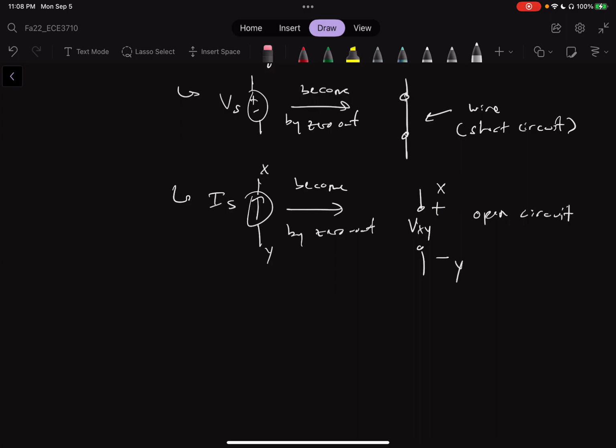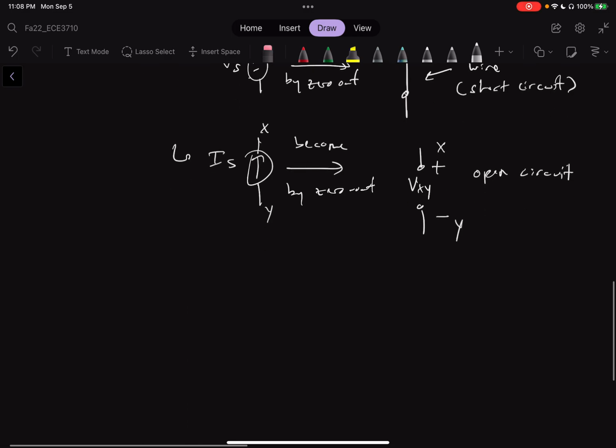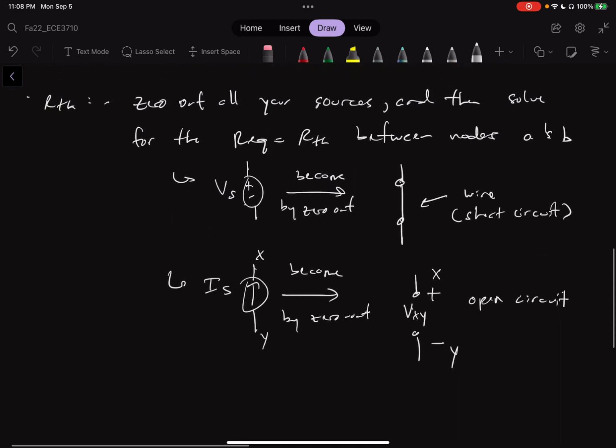Okay? So a voltage source has a non-zero voltage drop. To make it zeroed out, you have to make it become a zero voltage drop. A zero voltage drop is a wire. Wires have zero voltage dropped across them. A current source has non-zero current flowing through a part of a circuit. To make it become 0, you have to replace it or substitute it with an open circuit, because open circuits do not have current flowing through them. You don't see electricity flowing through air. You should not. So that is how you do your Thevenin. Zero out all your sources first, and then solve for R equivalent between nodes A and B.